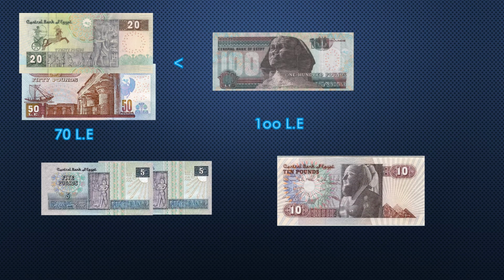Now, which amount is more than the other? We have 5 and 5 and 10. 5 plus 5 equal 10. And here we have 10. We didn't compare between the papers, we compare between the amounts. Here the amount is 10 LE and there the amount is 10 LE. Which number is greater? Of course, both of them are equal.